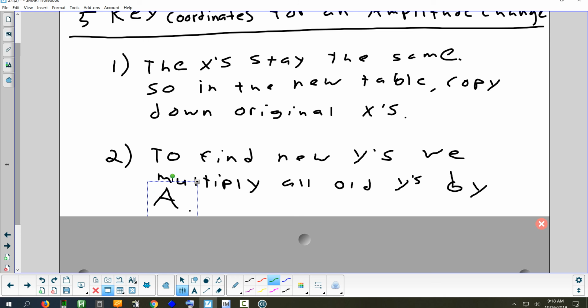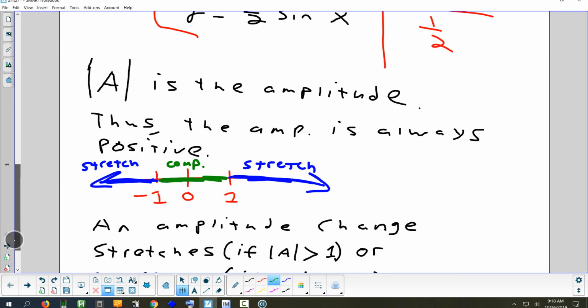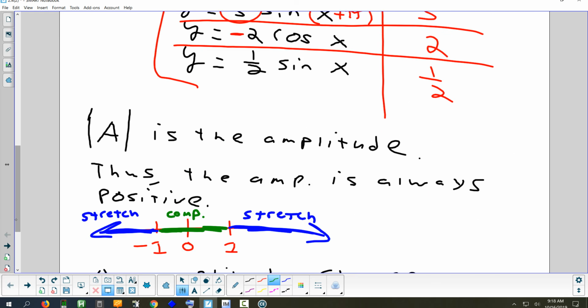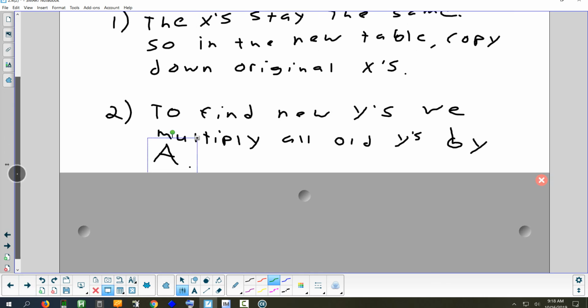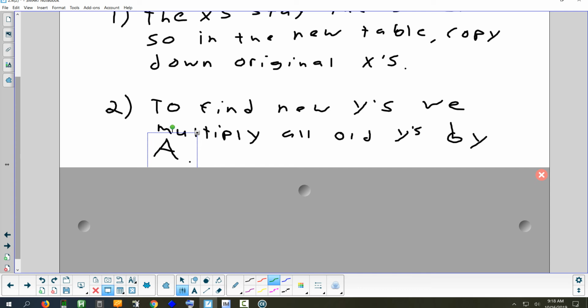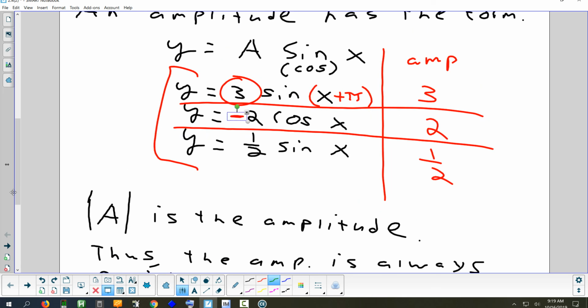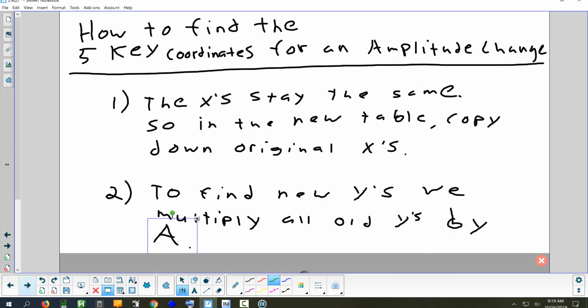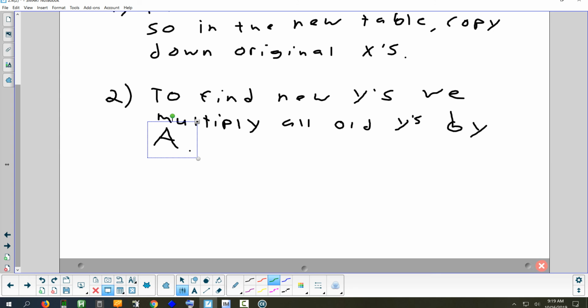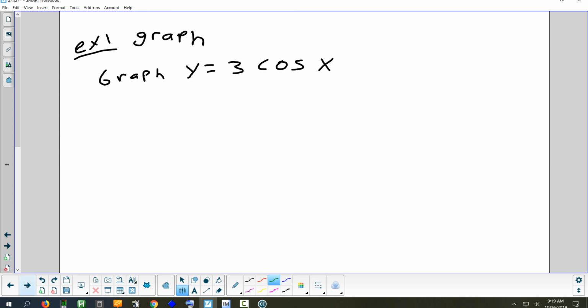The only time you ignore the negative is if I ask you, what is the amplitude? Don't give me a negative number for that. But the negative is very important when you're doing the graph. So all you're going to have to do is multiply a 1, a 0, or a -1 by whatever the number is that is in front. That's it. Okay, so let's look at an example.